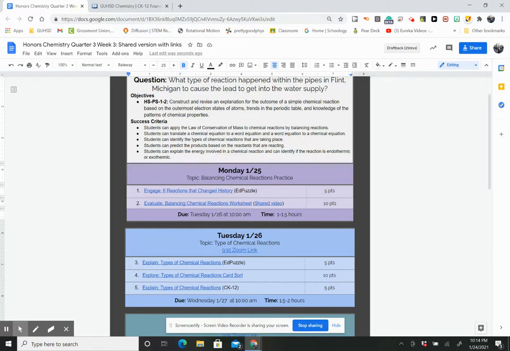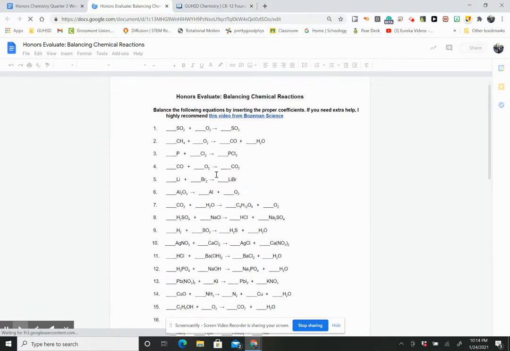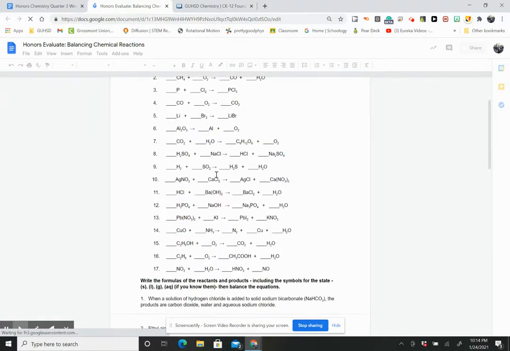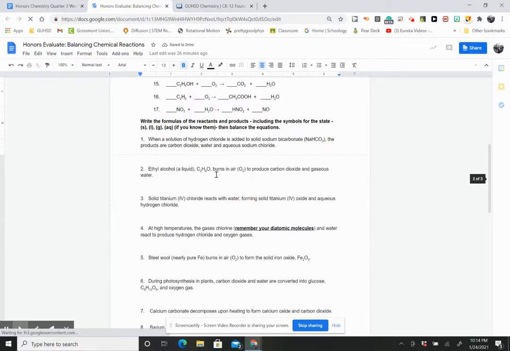So on Monday, you're going to start with an Edpuzzle, and it's 6 chemical reactions that changed history. And then you guys are going to do an Evaluate for balancing chemical reactions worksheet. That worksheet looks like this, and you're going to have different chemical reactions that you are going to balance. So you're going to balance these ones, and then you're going to write the chemical formulas for these ones.